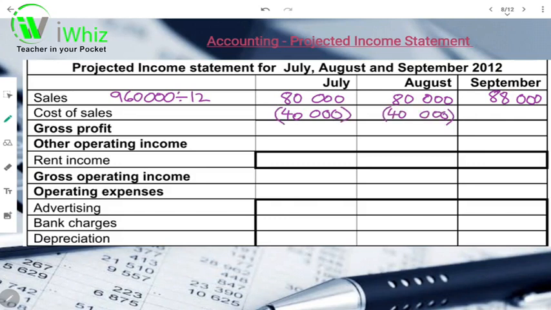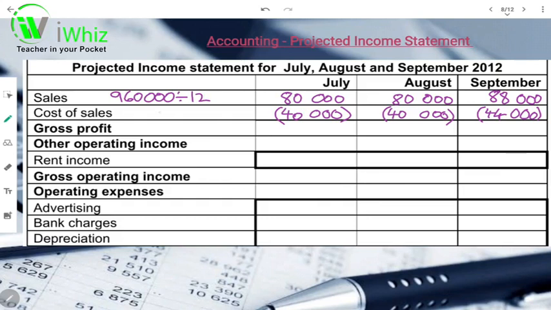Now, in your last month, our sales increased. So our cost of sales would have also increased because our markup was constant. It remained the same. So half of 88,000 rand will be 44,000 rand. How did we get that? 88,000 divided by 2 will give you 44,000 rand.